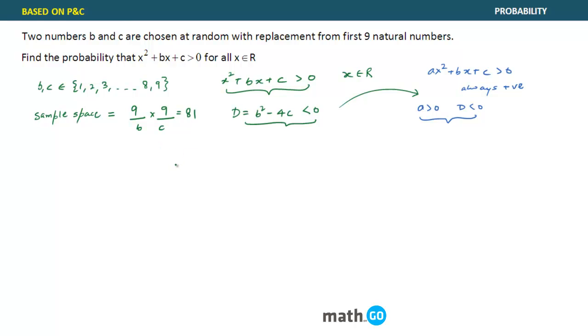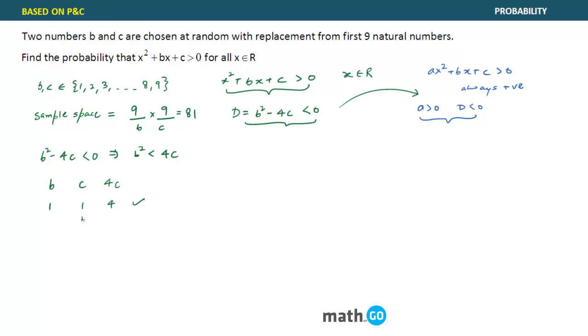Now you want those values of b and c for which b square minus 4c is less than 0. In a way you can say that b square is less than 4c. This is what we are looking to find. So let's draw a table to understand the concept. Let's start with b equal to 1. When b is 1, b square is 1. What possible values of c will make 4c greater than b square? If c is equal to 1, 4c is 4. Is 4 greater than 1? Yes, so this is our answer.